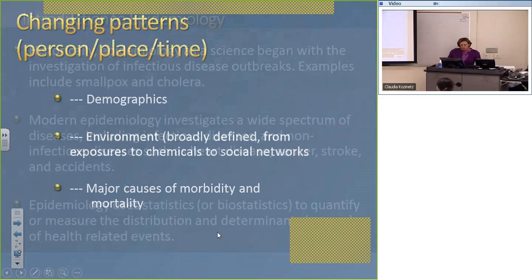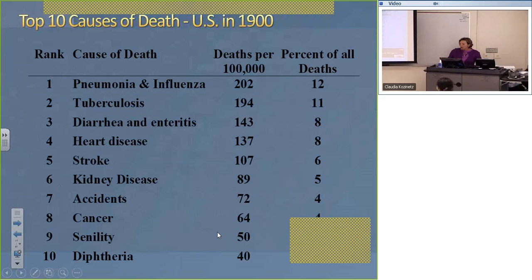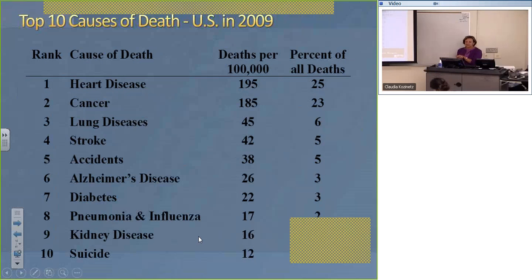For example, here we have the top 10 causes of death in the U.S. in the 1900s. Infectious diseases, okay? That's where we started, with cancer and accidents at the bottom of the list. And now when you look at 2009, the pattern has changed. You've got heart disease floating to the top, followed by cancer, lung diseases, strokes, accidents.